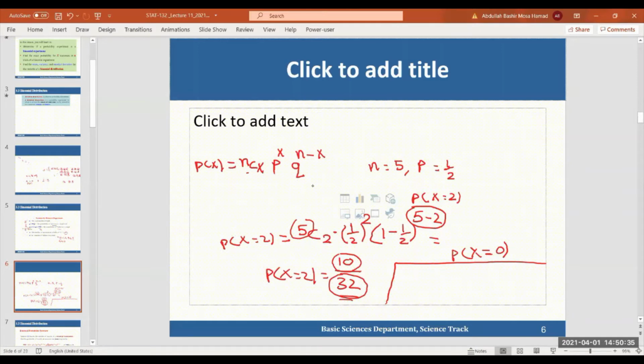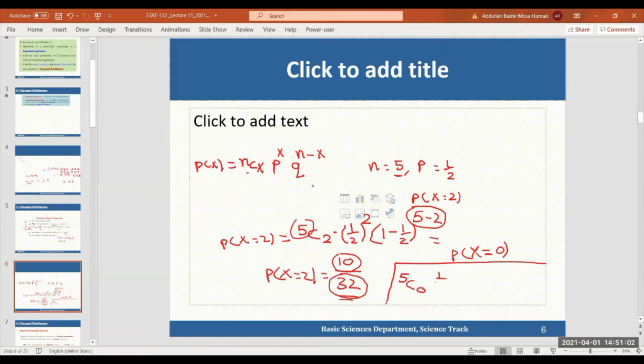No, it's not the probability of 0. It's the probability of x equals 0. x equals 0 means what? No boys. The probability of no boy. Instead of x, we put 0. n is 5, no change in n. 5C0.